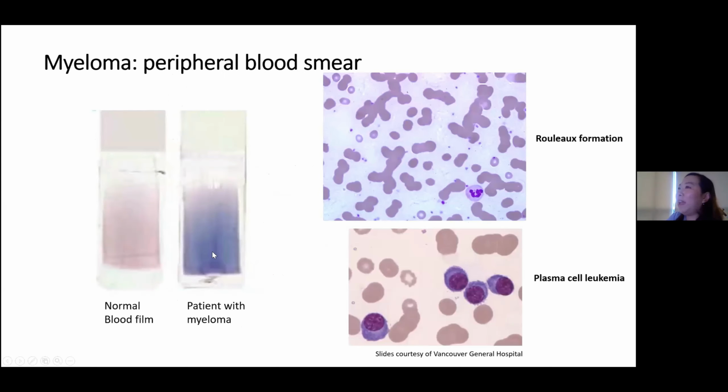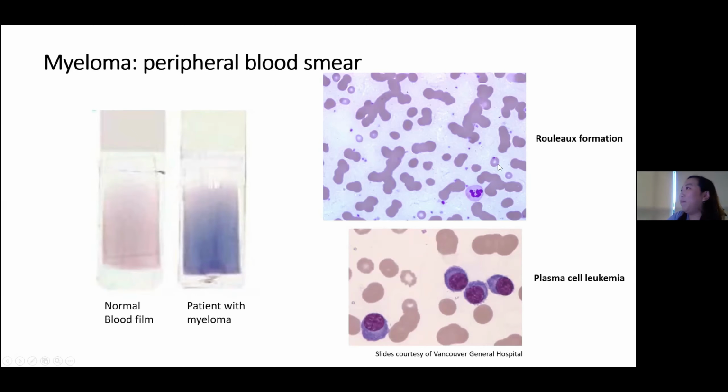So in myeloma, you have the peripheral blood smear. What happens is you have excessive immunoglobulin produced by the plasma cells that are acidic, and it takes up the basophilic stain in the blood smear. So it appears really blue compared to your normal blood film. Whenever you see this blue stain, you have to suspect that there is increased protein production.